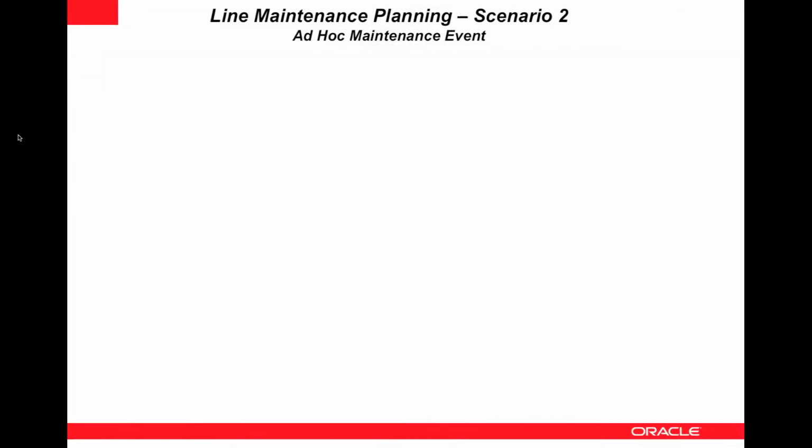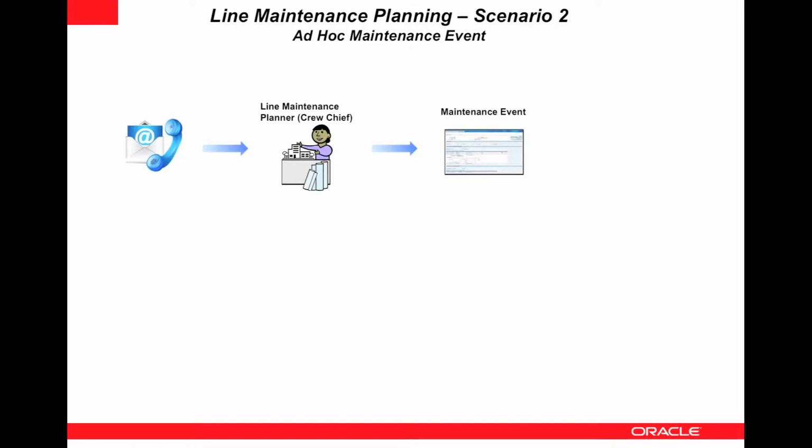In our second line maintenance planning scenario, we're going to take a look at manually creating an ad hoc maintenance event. In this case, the line maintenance planner receives an external notification that requires him to create a maintenance event. In order to do so, the planner uses cMRO's Visit Work Package functionality to enter all the data necessary for such an event. Similar to the automated process, the manual process will also consider default maintenance requirements that have been designated for these type of maintenance events.